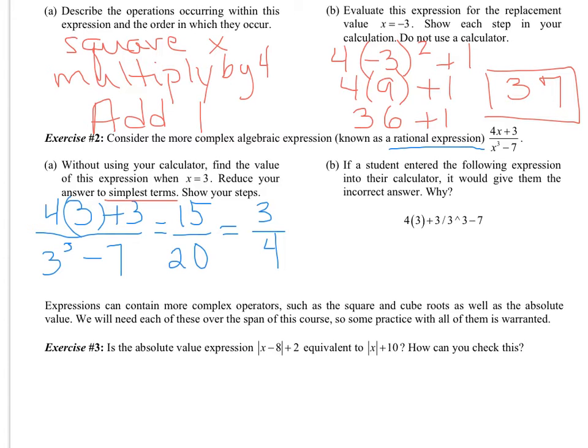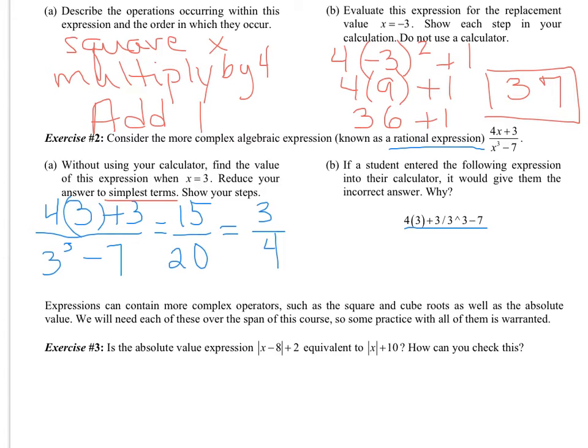If you did not get the same result, which I'm thinking you may not have, can you see what was wrong? So in other words, if you just plugged in what was on the paper exactly, as you see it, 4 times 3 plus 3 divided by 3 raised to the 3 minus 7, why did we not get the 3 over 4, or maybe 0.75 depending on the type of calculator you're using? Think about your order of operations.